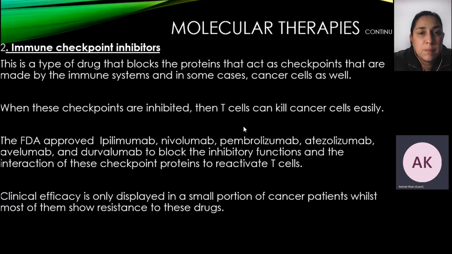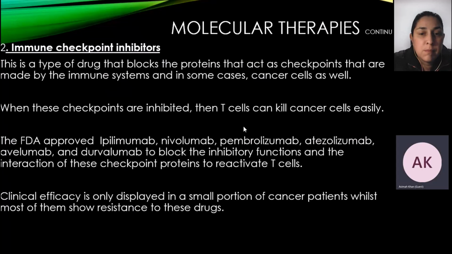The second type of molecular therapies is the immune checkpoint inhibitors. This is a drug that blocks the proteins that act as checkpoints, which are made by the immune system, and in some cases, cancer cells also produce these proteins. When these checkpoints are inhibited, T cells can kill cancer cells more easily. The FDA approved a few drugs to block the inhibitory functions and the interaction of these checkpoint proteins to reactivate T cells. Clinical efficacy is only displayed in a small portion of cancer patients, whilst most of them show resistance to these drugs.